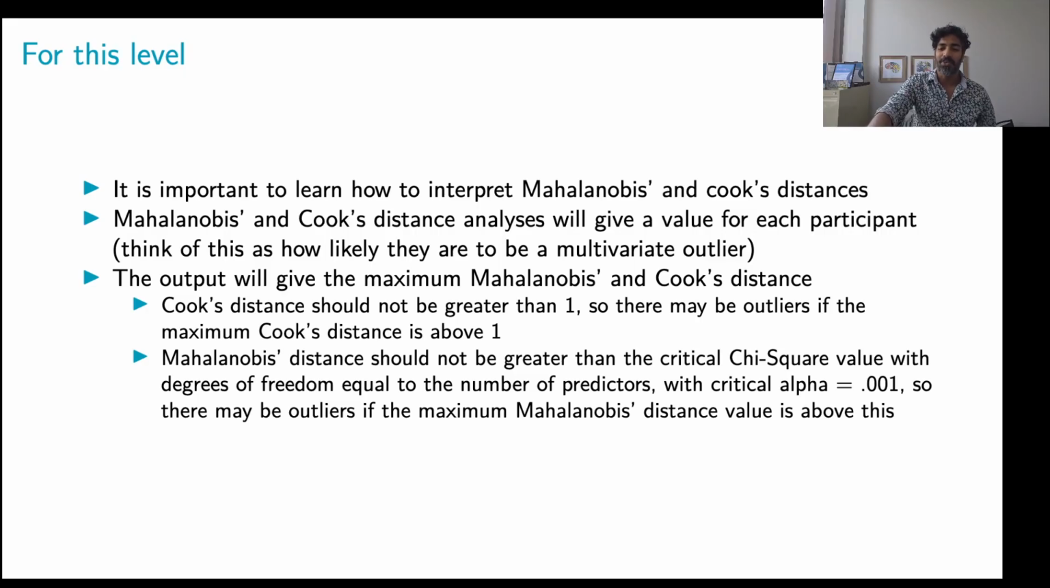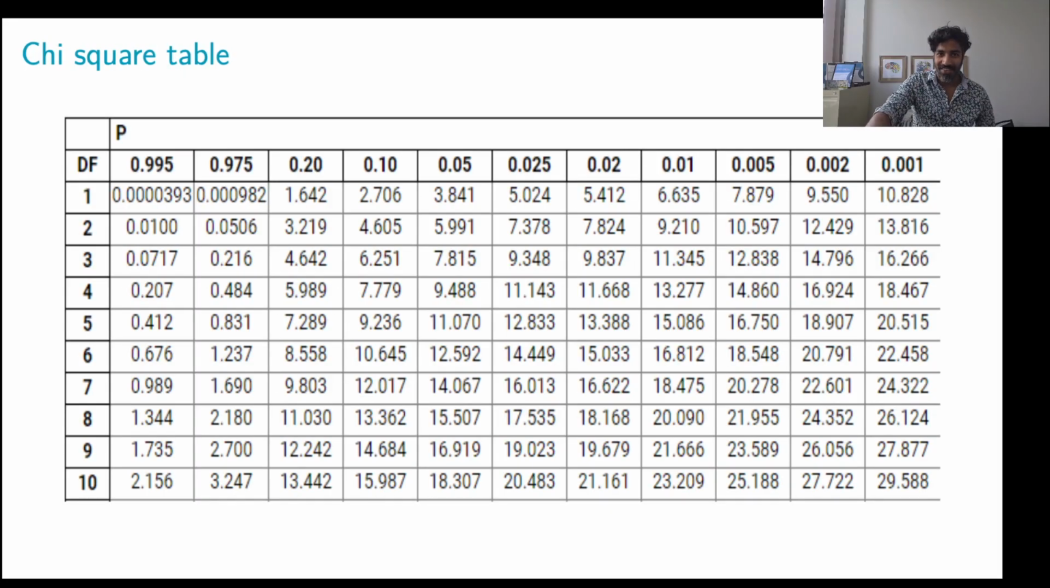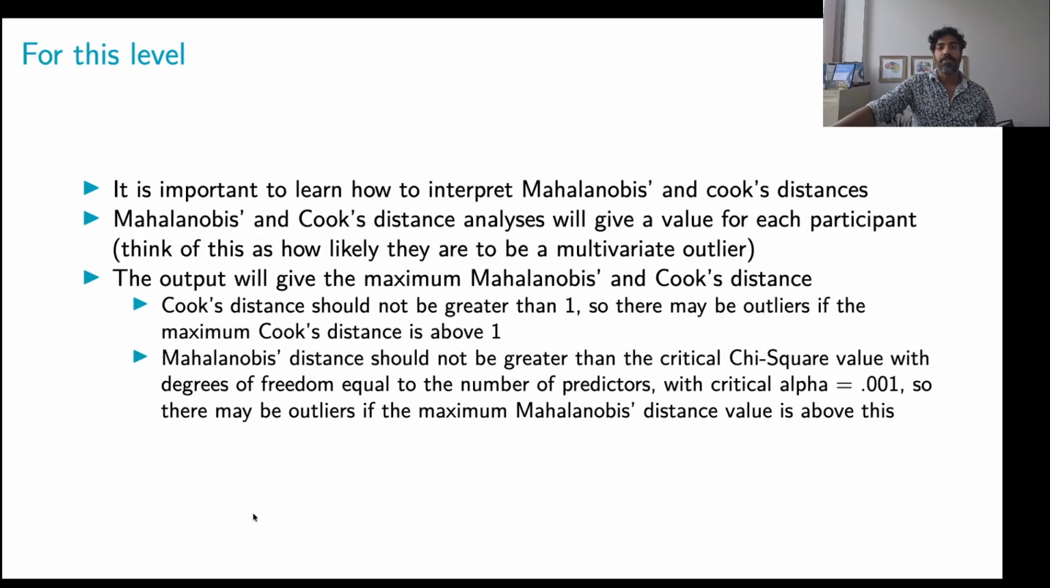You may be saying, what is going on here? Let me give you an example. This is a chi-square test. If you Google chi-square table, you'll find it there. If you were to set your critical value, the p-value here, to 0.001, and say you have 4 predictors, that puts your Mahalanobis threshold at 18. And so when you run your analyses, your Mahalanobis distance shouldn't be above your critical chi-square value. So in that case, it would be 18 if you had 4 predictors.